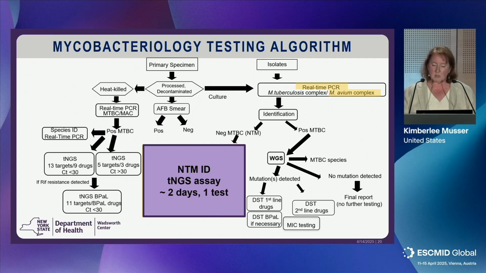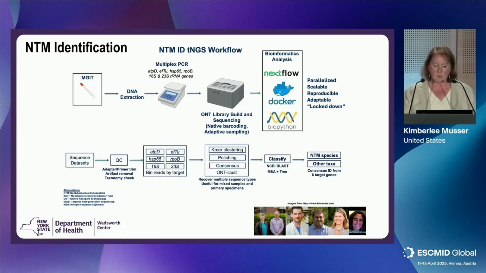So with our experience doing targeted NGS with the Nanopore test, we thought we could develop a test that would allow us to do NTM ID with a TNGS test in about 2 days with just one test and replace all of those additional tests. And this is something that we are working on. So we've developed a workflow, a pipeline and a strategy, and we're about to move into some side-by-side clinical testing. So we're very excited that we may be able to do this and add it to our other TNGS work.